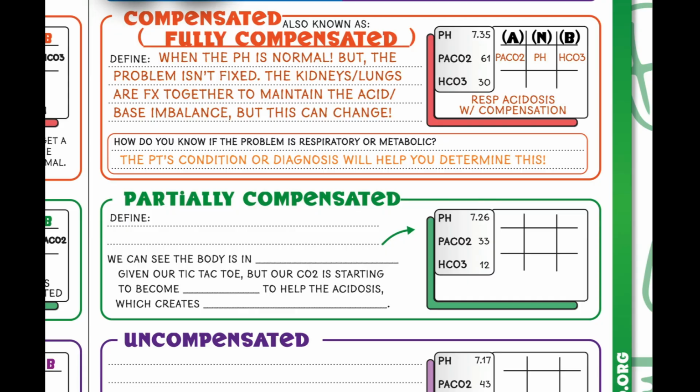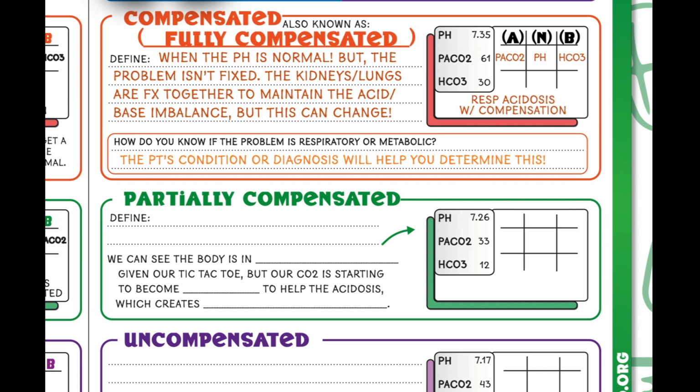So when would we see something like this in our tic-tac-toe board? Well, this could be present in our COPD, our chronic obstructive pulmonary disease, because if we think about it, these patients are retaining a lot of CO2, right? And normally they're chronically doing this. So we might chronically see a little bit of a bump in that bicarb because it's actually really doing its thing by keeping that homeostasis and keeping that normal pH level going.